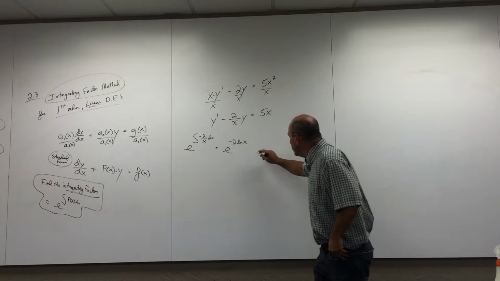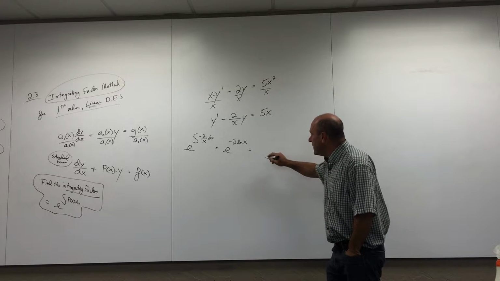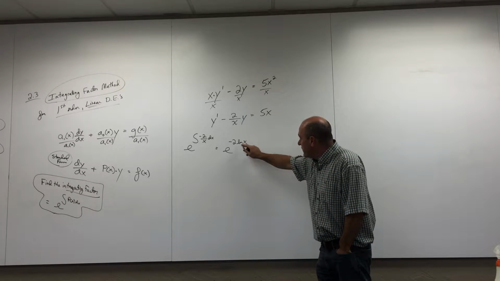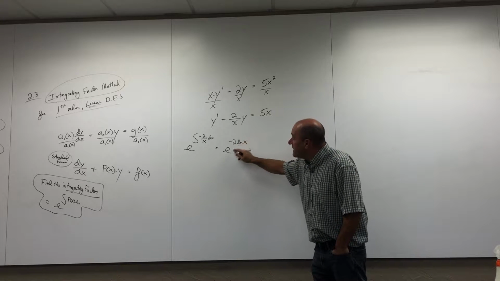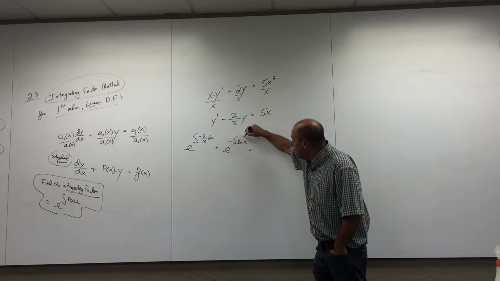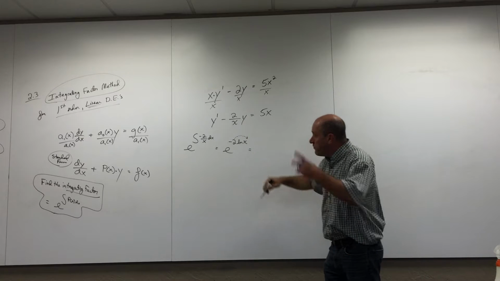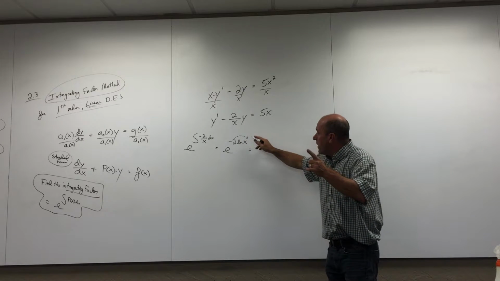Thank you. Let's clean this up. These do clean up sometimes. Sometimes they don't. But with that log and that e, you're suspicious that we could cancel that. We can cancel that, but we got to move this -2 out of the way here. So that's a property of logs that says you can move that up as an exponent.